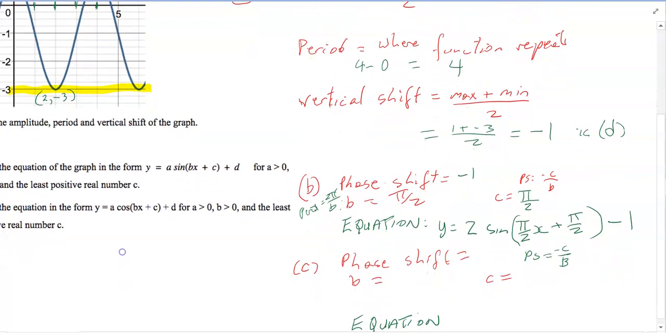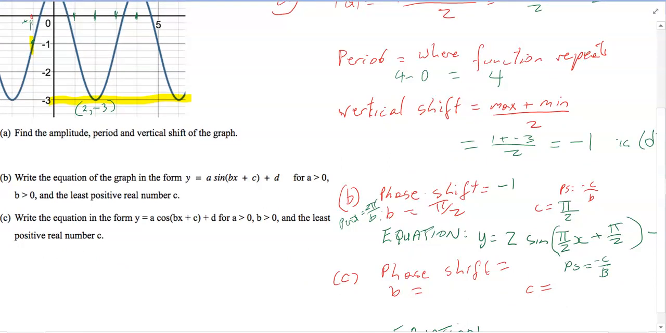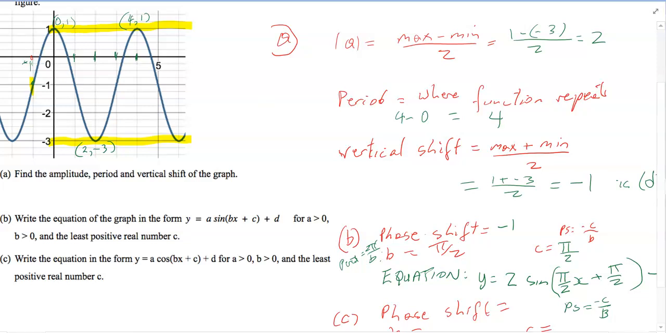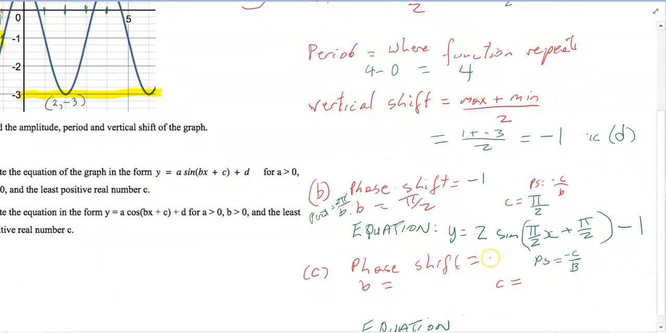We're done. Okay, write an equation of the form a cosine bx plus c plus d. So let's look at this graph again. Notice it is looking like the original cosine in standard form, so there's no phase shift right here for the cosine. So phase shift is equal to 0. B we know was pi over 2. That means we need to find c.